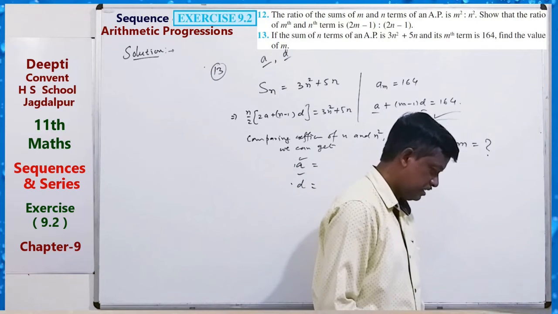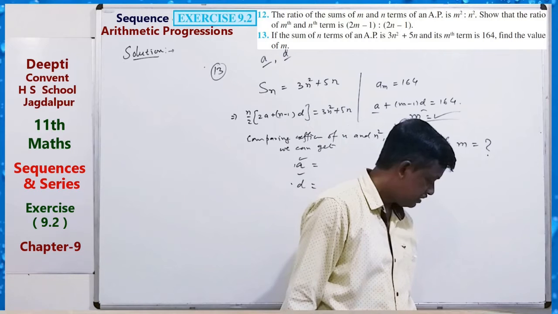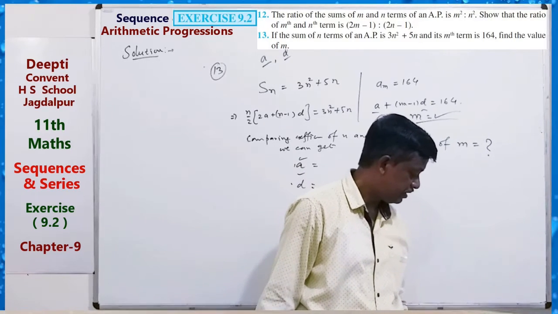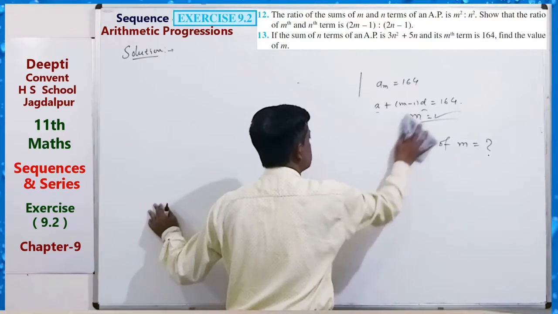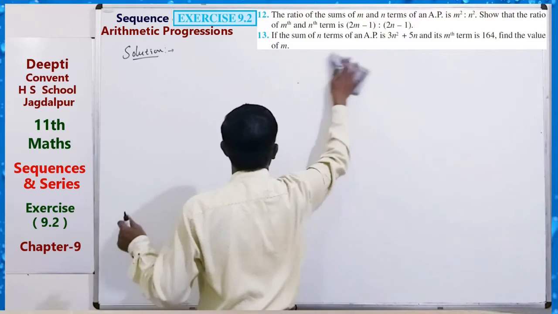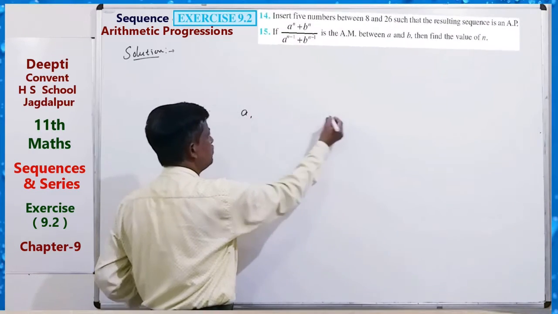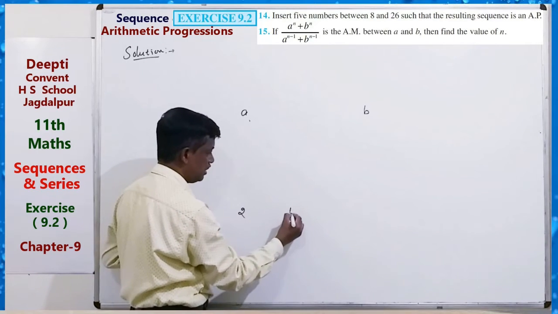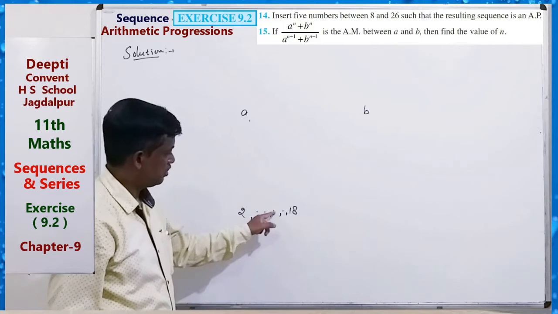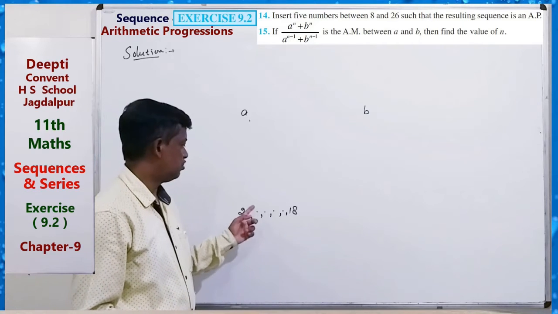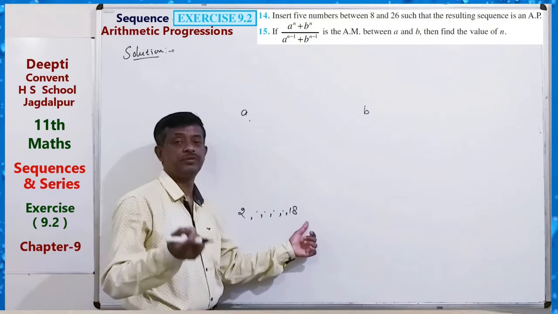Okay. Now there is a new concept, that is arithmetic mean. Just for solving question 14, there is a formula for inserting some numbers between two numbers such that the resulting sequence will be an AP. Suppose here A and B are two numbers, just like 2 and 18. In between, put some numbers: 1, 2, 3, 4, 5 numbers, in such a way that the resulting sequence will be AP.